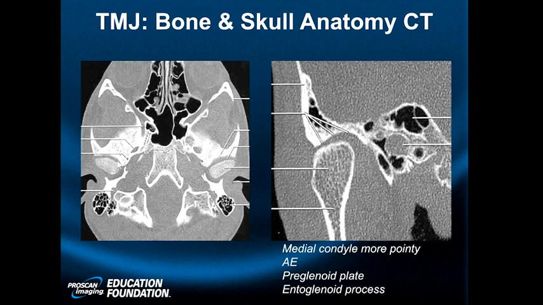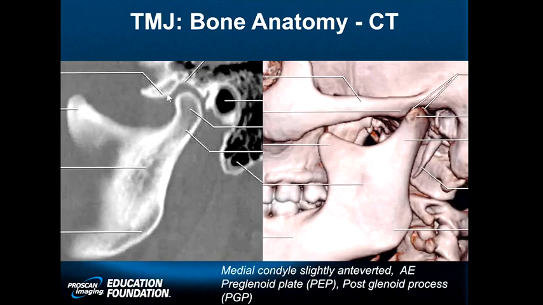Now there's a rim or a bulge that you saw in the sagittal projection. Let's look at it right here, the articular eminence, and then the continuation forward of that eminence is the preglenoid plate. So that's hard to discern in the axial projection.